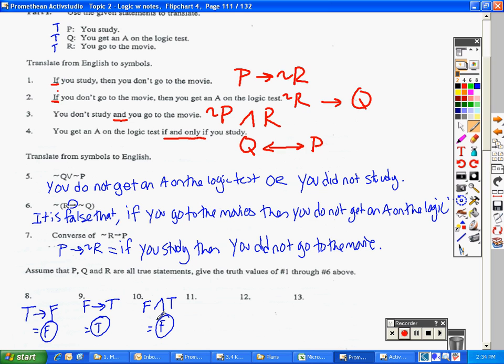Number 11, you get an A on the logic test. That's Q, double arrow P. They both start out as true. Neither one of them has been changed. The rule for double arrow is that if they're the same, then it's true. They are the same, so it's true.